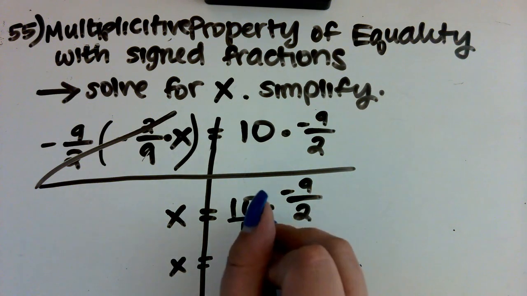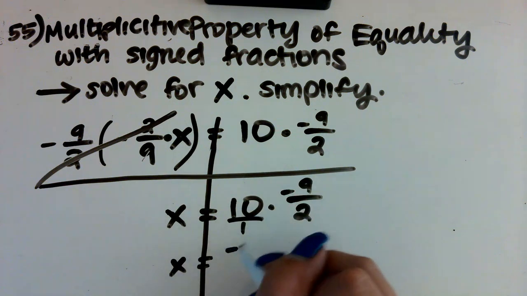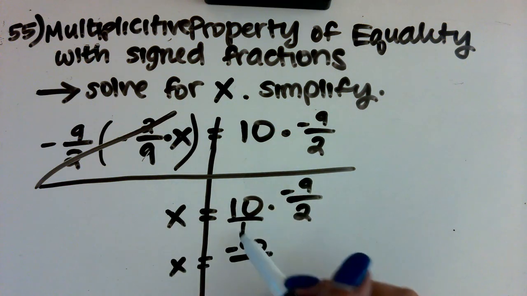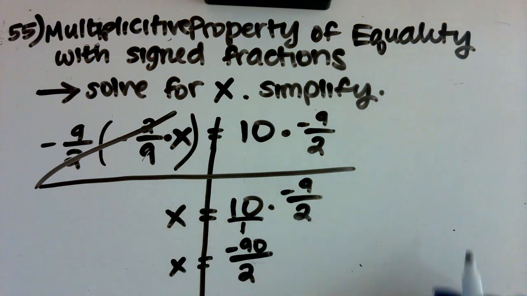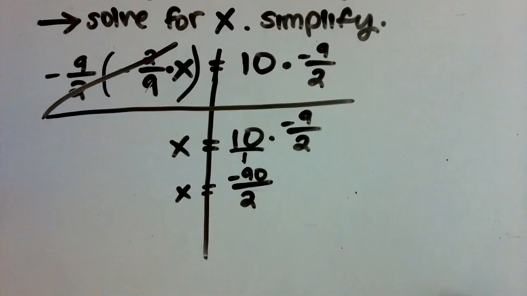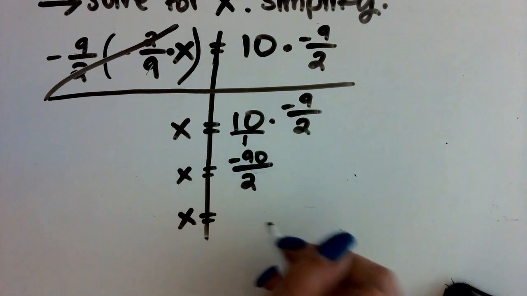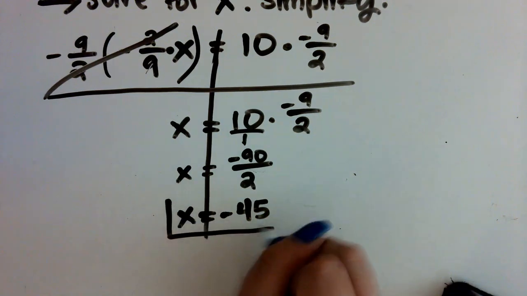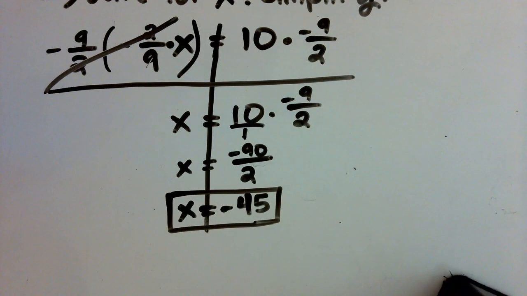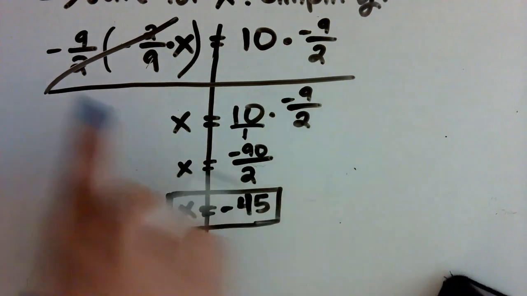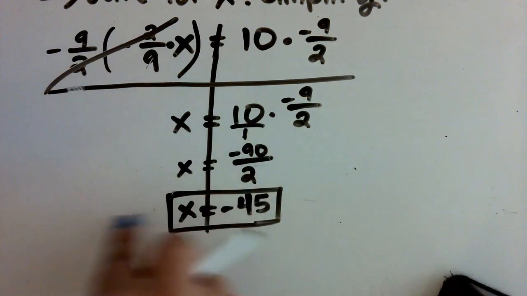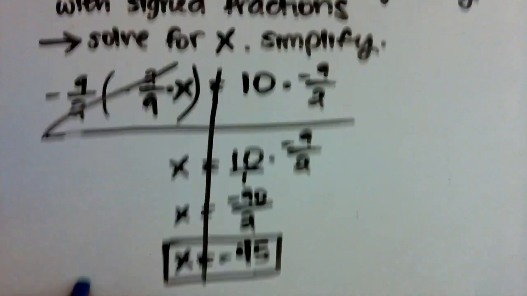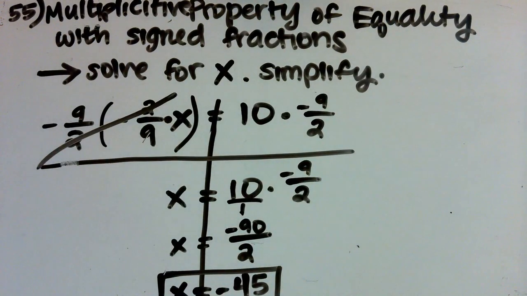x is equal to 10 times -9, which is -90, over 1 times 2, which is 2. And we know that -90 can be divided evenly by 2, so x is equal to -45. Ta-da! We solved for that variable, and we multiplied by that reciprocal. It was just one step that we had to do, really quick and simple. Let's go ahead and do one more example.